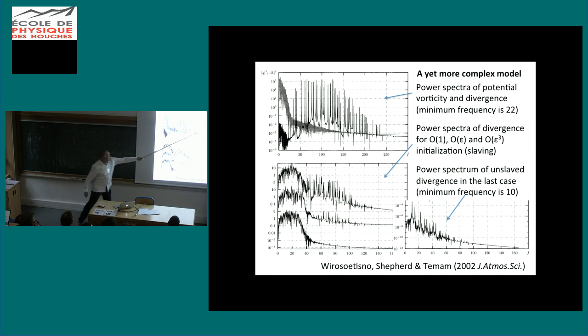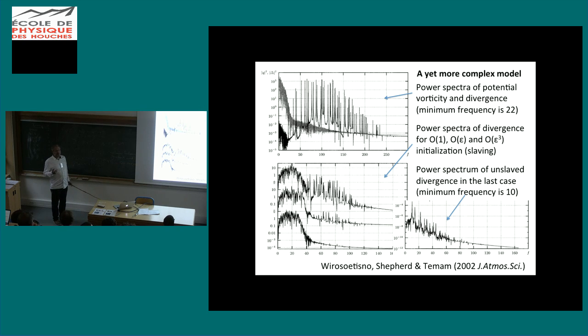And actually, the minimum frequency is 22, and you can see that is indeed what the minimum frequency is. But then what you can do is initialize, which means try to make the divergence smaller and smaller in the initial state. And these are the same curves then for the divergence. If you make the power spectrum for order 1 initialization, order epsilon cubed, you can see that these fast peaks go away and go to 0. You're still left though with something which is non-zero.